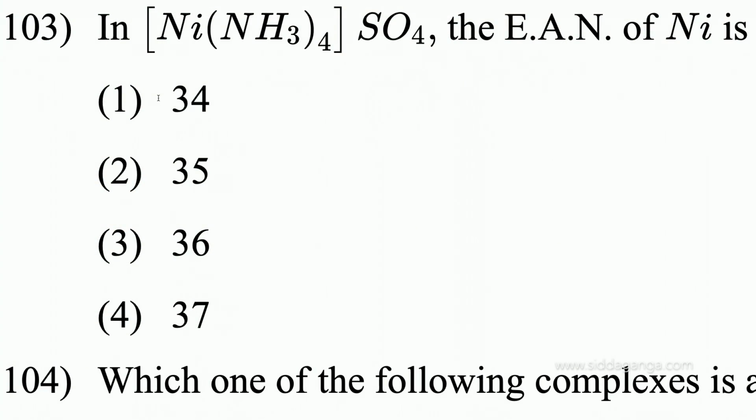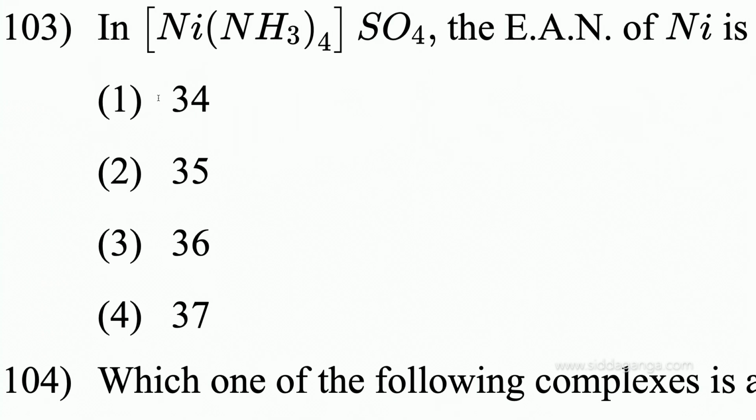Ni(NH3)4 outside SO4. Very simple to have a look on this question, children. We have to calculate effective atomic number. Right. Nickel SO4 is 2 minus. That means nickel has lost how many electrons? 2. What is effective atomic number equal to? Atomic number minus oxidation state plus 2 into coordination number.